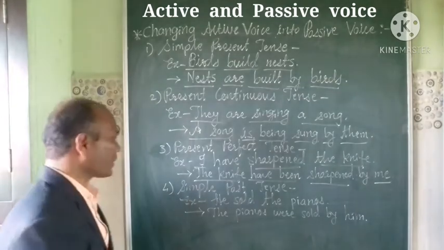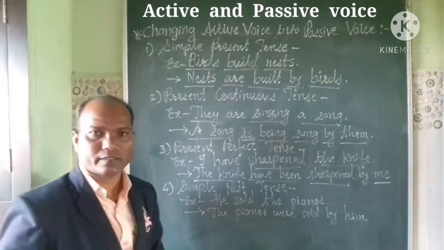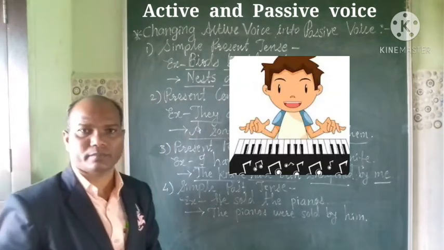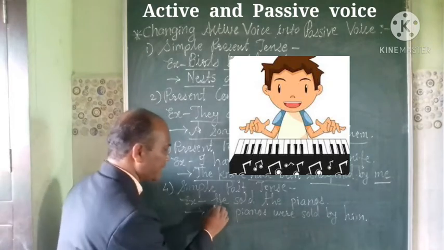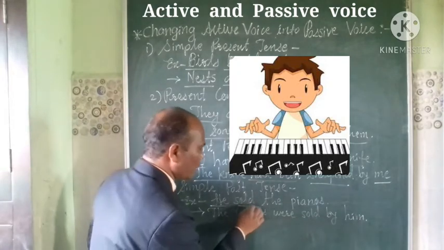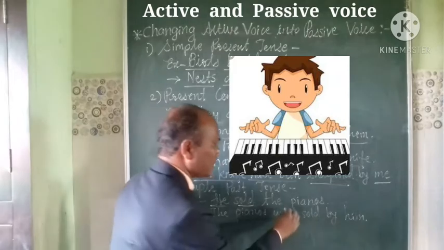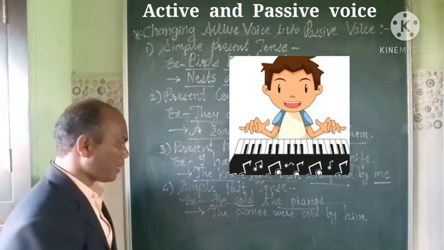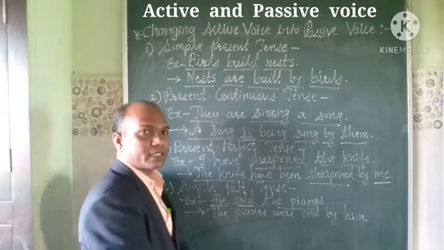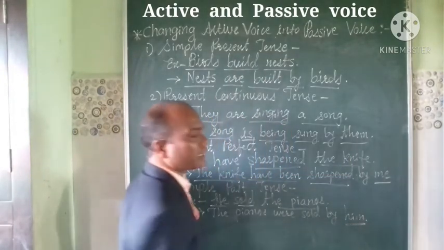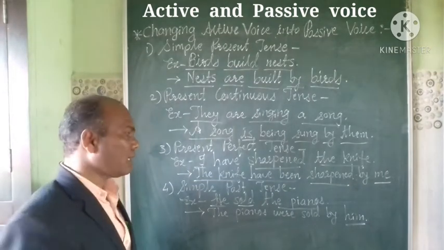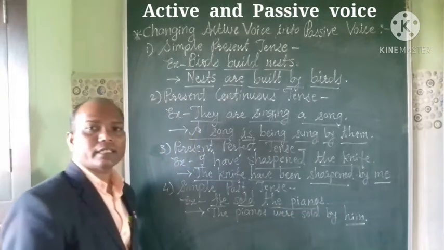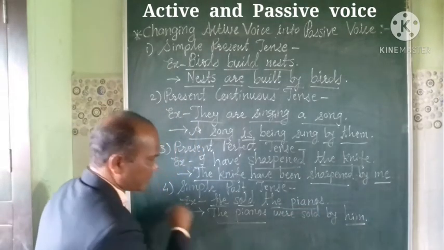Now, the next one, simple past tense. Example, he sold the pianos. Here, the subject is he, the verb is sold, and the object is the pianos. Now, let us interchange their places. The subject he becomes the object here. We have to change that into the objective form him, and the object, the pianos, becomes the subject.